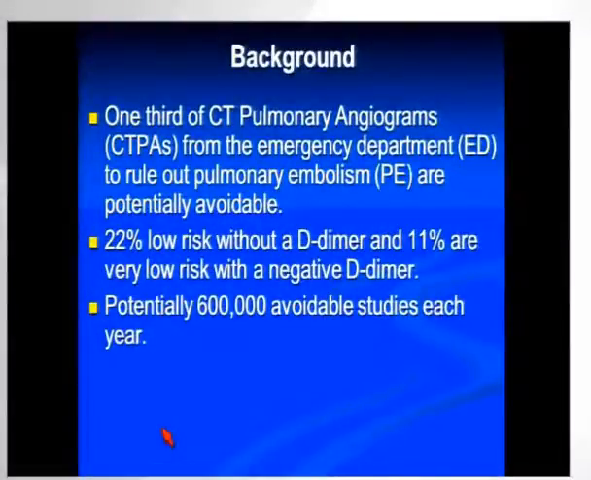Hello, I'm Scott Atkins from Loma Linda. Again, I'll be talking about the cost of CT pulmonary angiography to rule out pulmonary embolism in low-risk emergency department patients. For some background, a recent study showed that one third of CT pulmonary angiograms from the emergency department to rule out pulmonary embolism in the United States are potentially avoidable. This is because 22% of these patients are low risk clinically and did not have a D-dimer performed, and 11% are actually very low risk with a negative D-dimer. As we know, we use that for its strong negative predictive value for PE. So this means there's a potential of 600,000 avoidable studies each year in the United States.